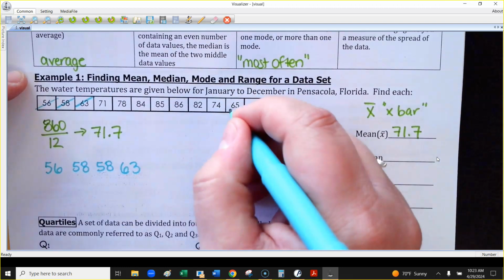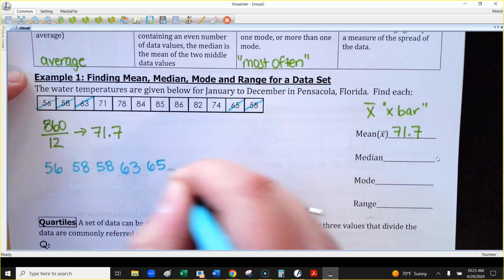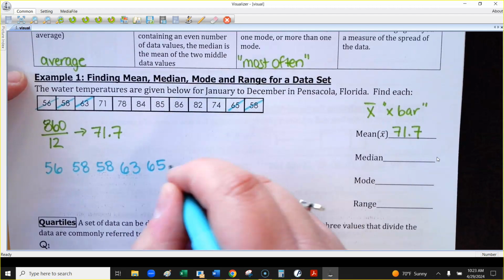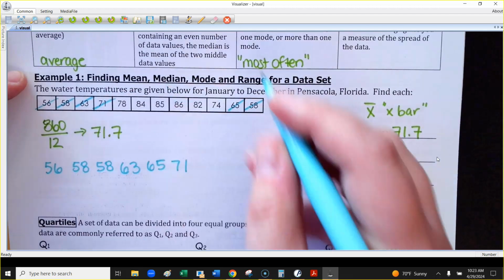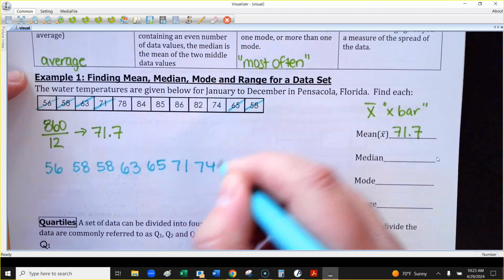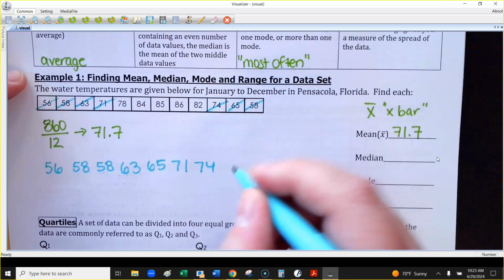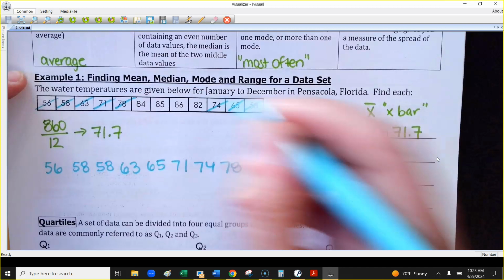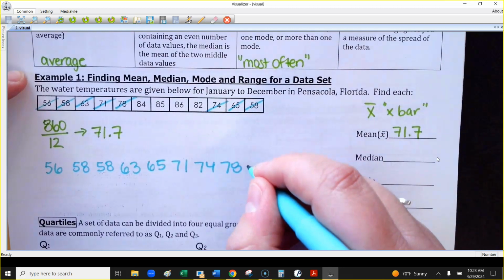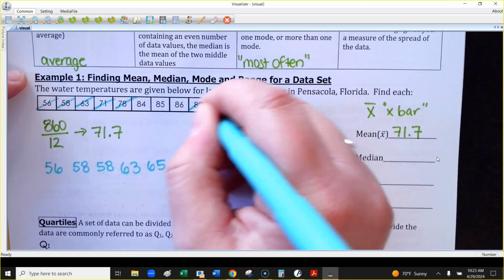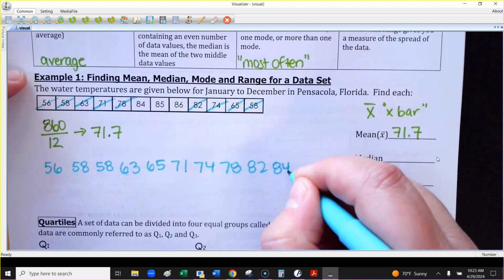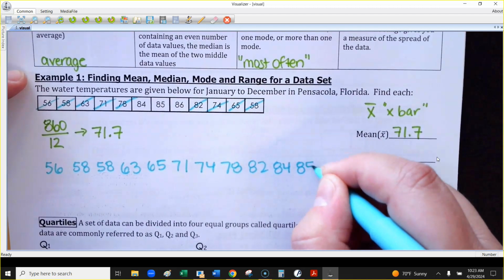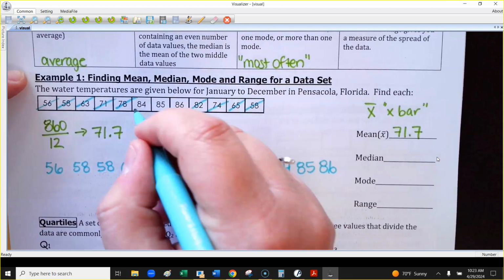Then I see a 65. Then I see 71. Then I see a 74. 78, and then let's see, 82, 84, 85, 86. All right, so I just cross those out.